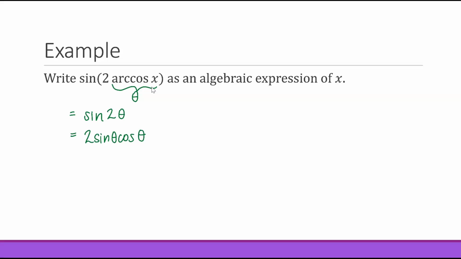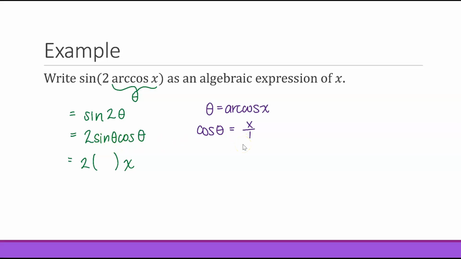Now, I'm going to pull this piece of information off to the side that we said at the beginning. Theta is arccosine of x, which means that cosine theta is equal to x, or x over 1. So I can replace cosine theta with x, but I still need to find sine theta. So over here I have 2, I'm going to leave a blank space, and then cosine theta is x. So we're starting to turn this into an algebraic expression of just x by replacing cosine theta, but I also need to replace sine theta.